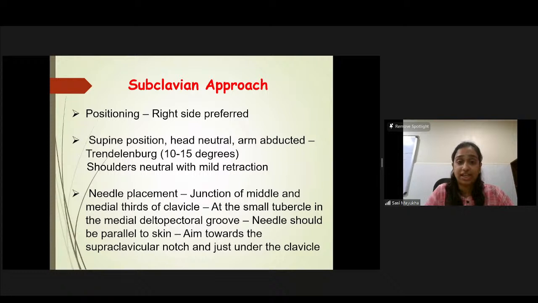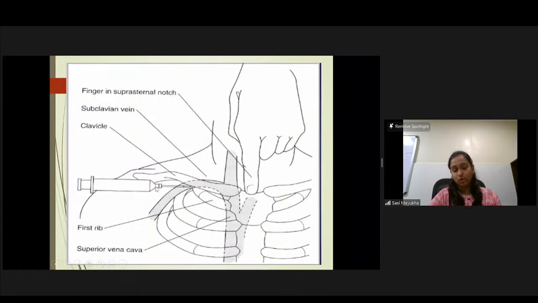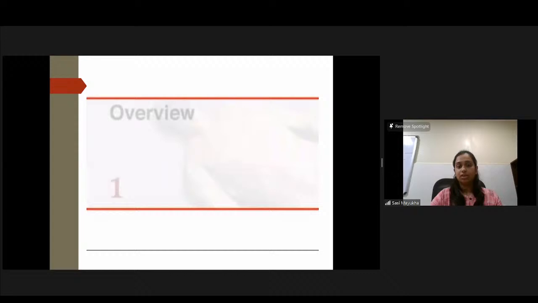In the subclavian approach, the patient is in the supine position, head neutral, with the arm abducted and shoulders neutral with mild retraction. The needle placement will be at the junction of the middle and medial thirds of the clavicle and the small tubercle in the medial deltopectoral groove. The needle should be parallel to the skin and aimed towards the supraclavicular notch, just under the clavicle. So here you can see it is just under the clavicle. You go straight, hit the groove, go below it and aim towards the sternal notch. Evidence suggests that the risk of major central venous lung.